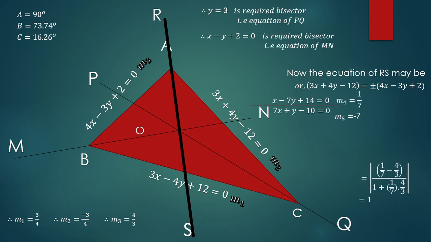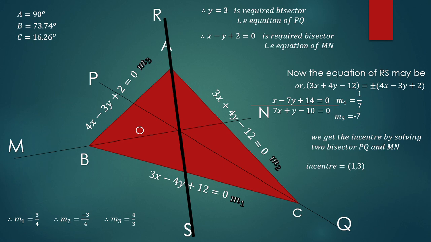Now the slopes give m5 is equal to 1 by 7, m5 is equal to minus 1 by 7, and let theta be the angle between RS and AB. We get modulus of tan theta is equal to 1, and when tan theta gives 1, we need a point condition. That means we get the incenter by solving two bisectors PQ and MN, which is this. Solving these two equations, we get the incenter 1 comma 3.